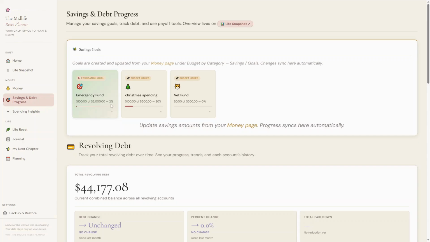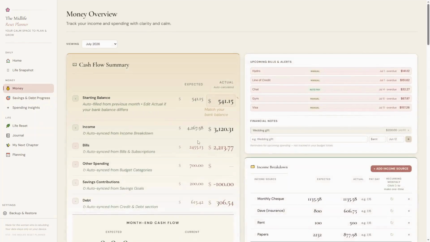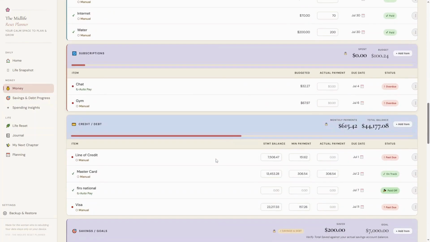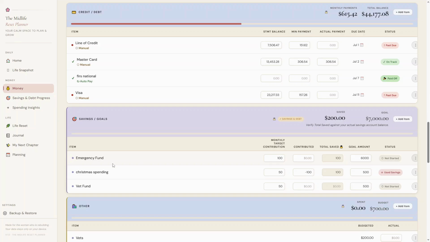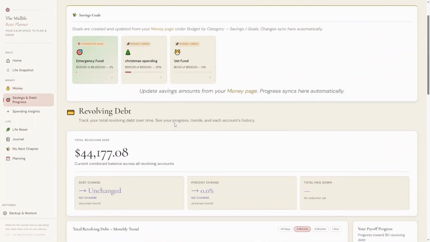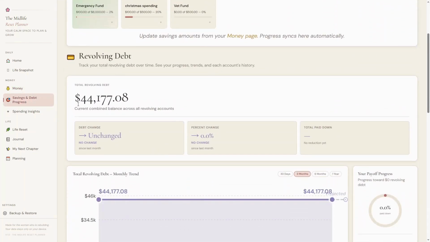If you ever need to make changes to a savings goal, simply return to your Money page. Any updates you make there will be reflected here. Below your savings goals is the revolving debt summary. This section gives you a quick snapshot of all your credit cards and lines of credit in one place.